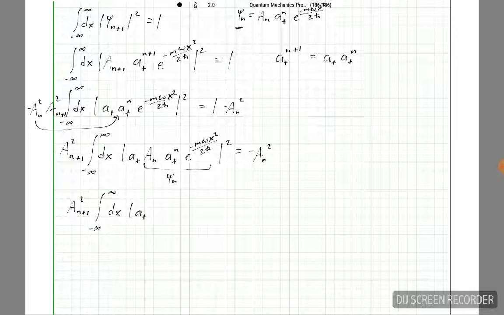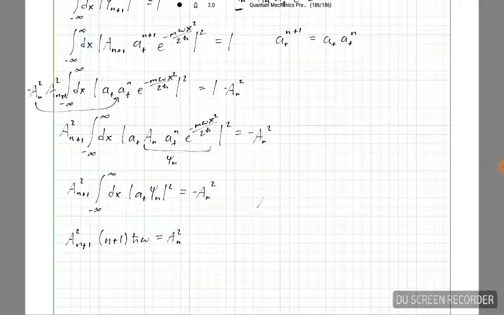So I have the raising operator acting on psi n squared equals negative an squared. I know what that integral equals because I spent all this time doing it just now. So that equals n plus 1 h bar omega, which equals an squared. Or what I have at this point is, I think I'll put the other one first.